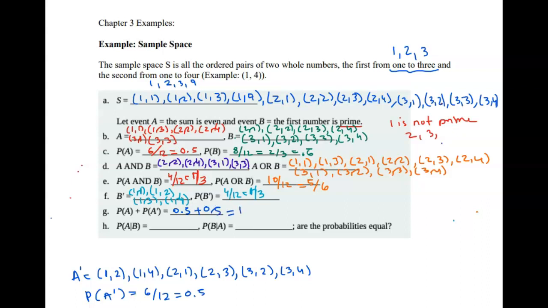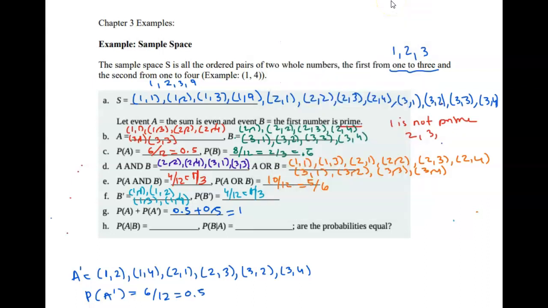Notice the probability of an event plus the probability of its complement is always going to be 1, because an event and its complement are complete opposites of each other. Together, they make up the entire sample space.